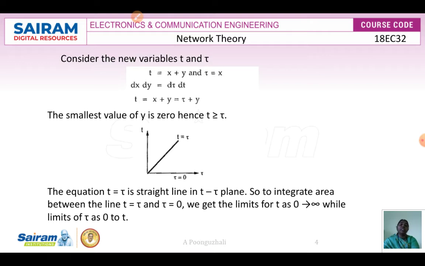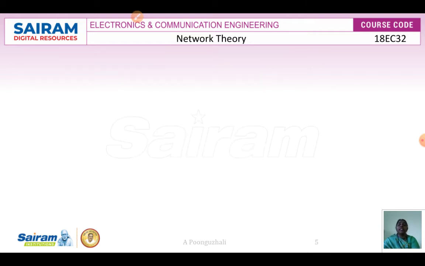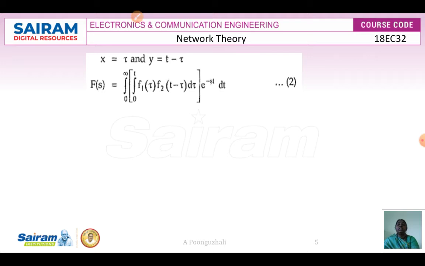and we are going to integrate the area. This area we are going to integrate, so the limit is going to be from t is equal to tau to t is equal to 0. So the limits for t are taken as 0 to infinity, while the limit for tau is taken as 0 to t. So we write the integration with x is equal to tau and y is equal to t minus tau.